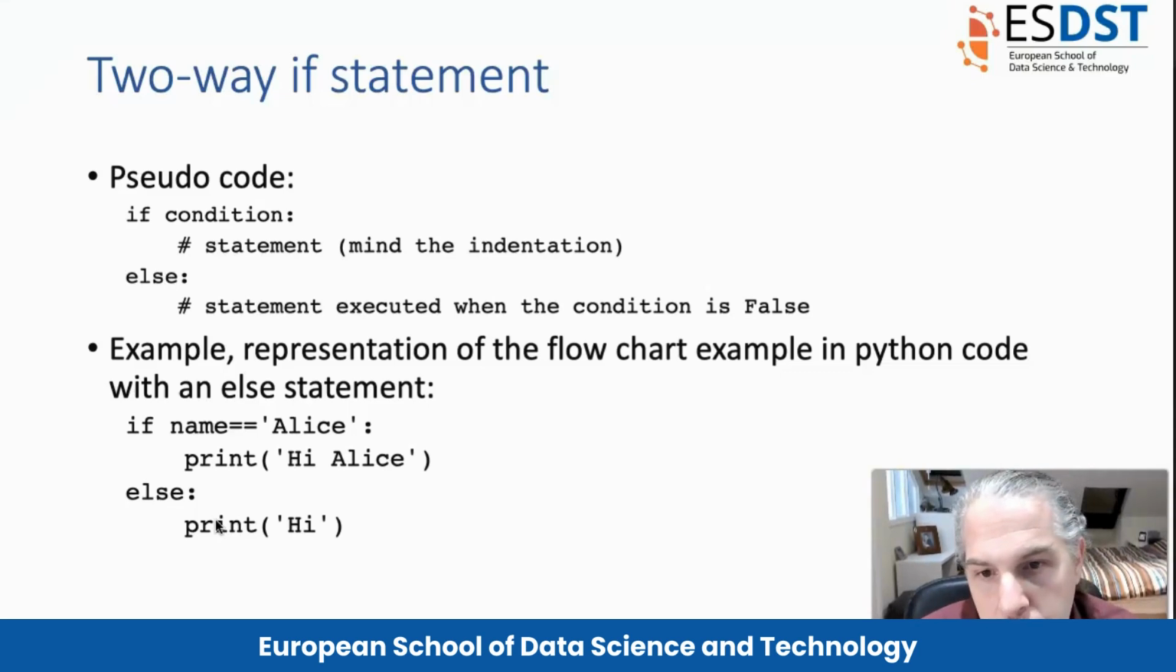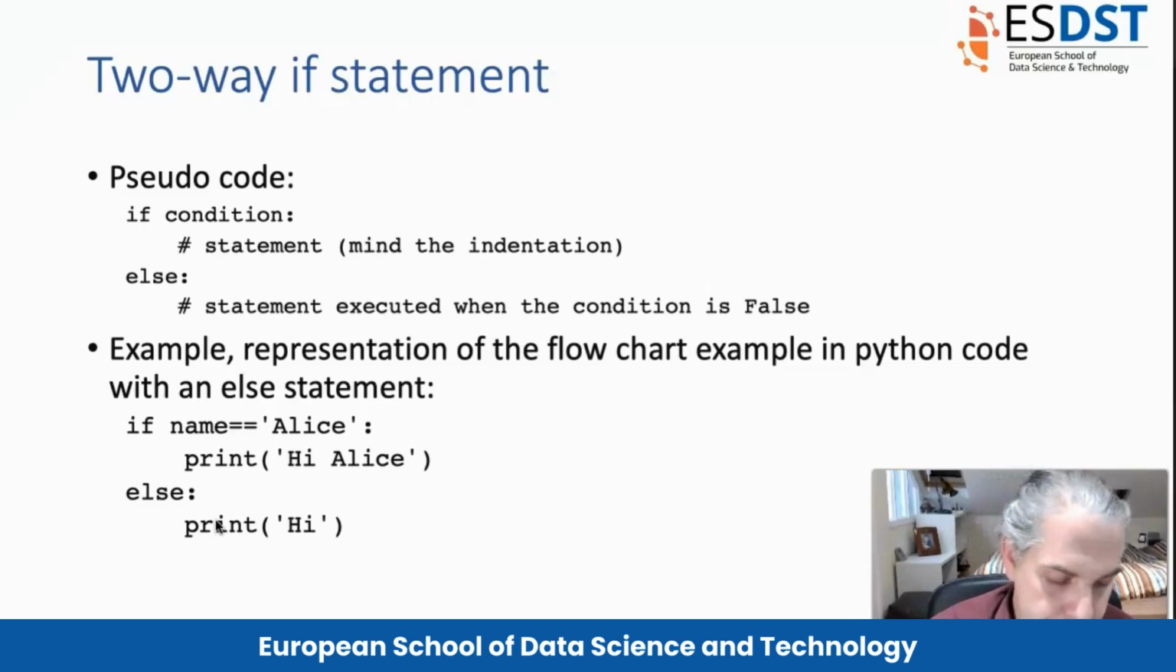So, an example of the previous code would be if name equal Alice, print hi Alice, else print hi. You notice here that we again have the Boolean condition, name equal Alice. When this condition evaluates to true, it will print hi Alice. When this condition evaluates to false, it will just print hi.